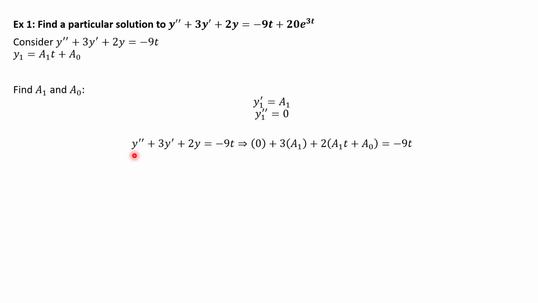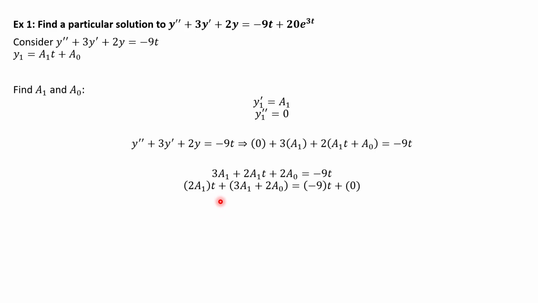Where there's a y double prime, we're going to put 0. Where there's a y prime, we're going to put a1, and where there's a y, we're going to put our solution that we came up with, a1t plus a0, and we know that that equals -9t. And then how we're going to find a1 and a0 is just do a little rearranging.